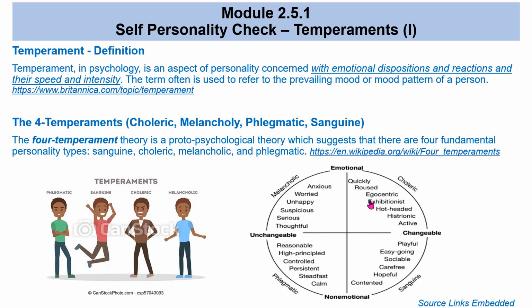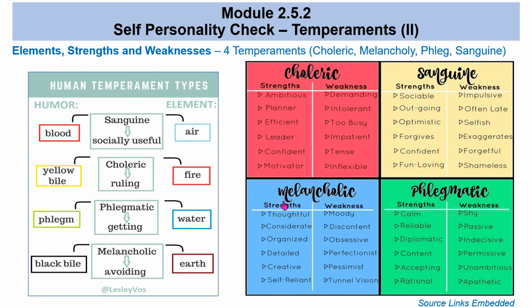And many leaders in the world share a lot of the melancholy and choleric characters. So you can also look at the four temperaments in terms of humor and element. What that looks at is, for example, sanguine has what they call a blood humor and an element called air. And if you look at air, air flows easily. You breathe in air, and it feels good. And sanguine, in that case, are seen as socially useful.